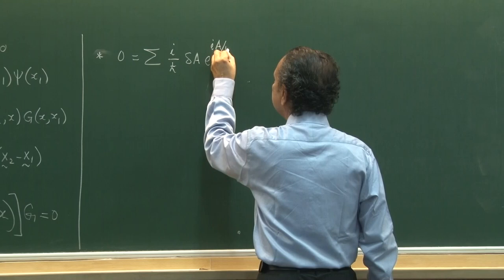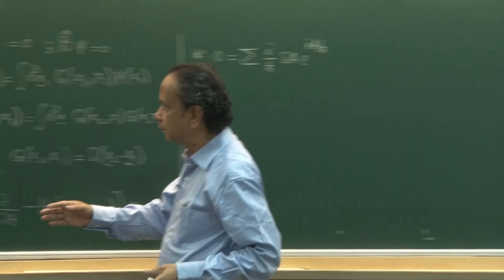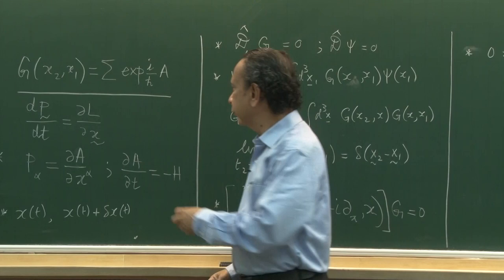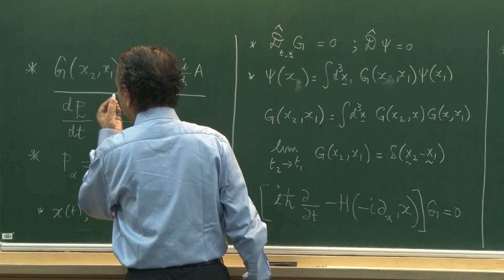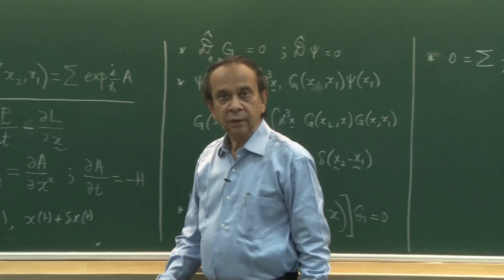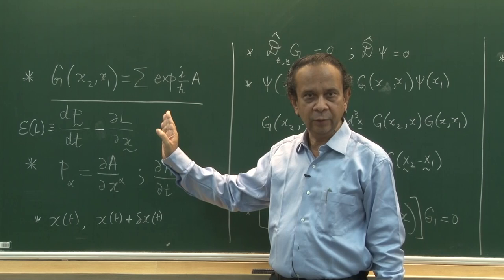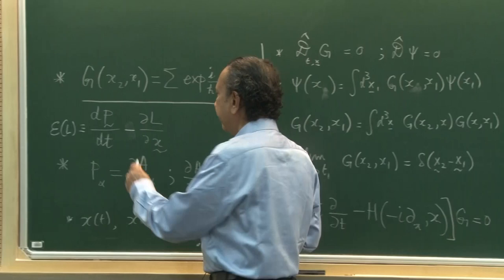But we know what delta A is. We computed delta A in the previous lecture. It had this part and the endpoint contribution, right? Let me call this quantity E of L. Maybe there is a sign issue, but it doesn't matter. E of L is called the Euler function of the Lagrangian. So it is d by dt of dL by dx dot, and then minus dL by dx. You can either take E of L or minus E of L, it doesn't matter. I think it is probably better to take minus, that is more conventional.